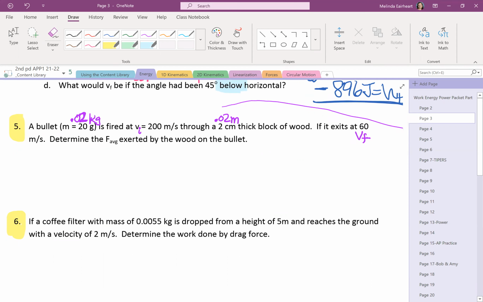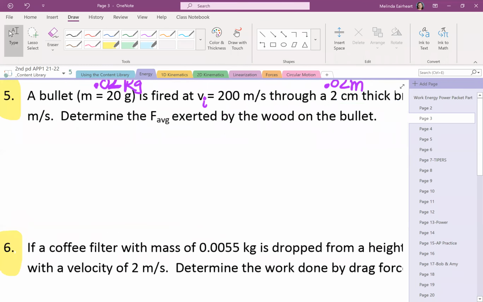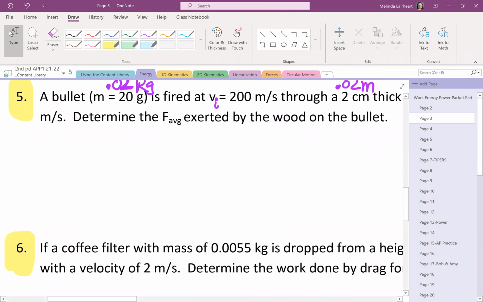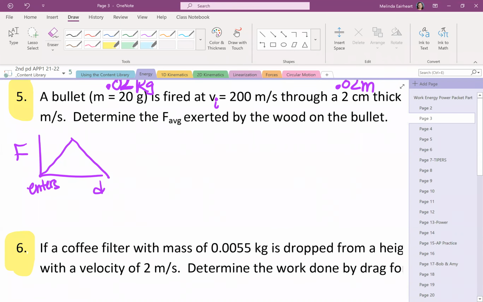Now, why does it say average? A little concept here, because it's not the last time we'll see average force. The graph of force versus distance, or time, would be the same. The graph of the force this block of wood exerted on the bullet would be something like this. As it enters the wood, it's very little contact, very little force, right? And then it goes all the way through the wood, and as it exits, very little contact with the bullet, okay? And so that's why it says the average force.